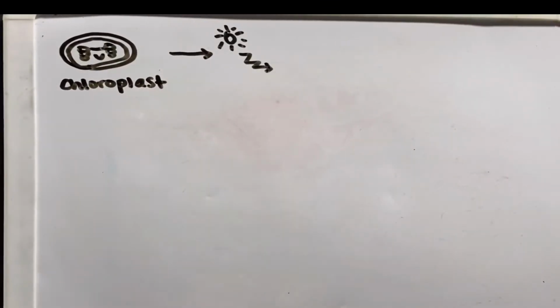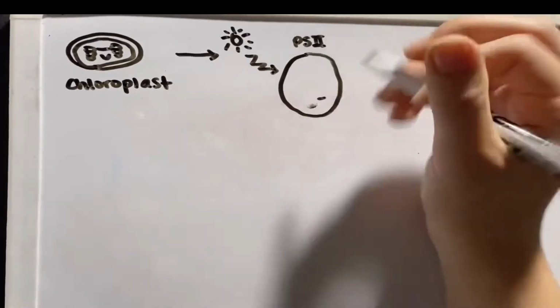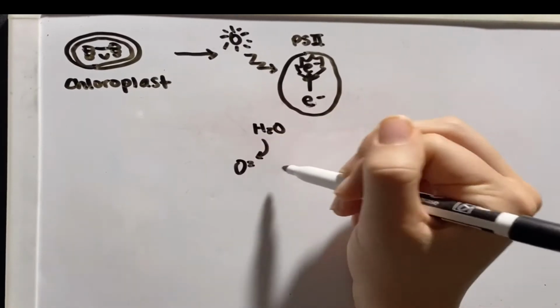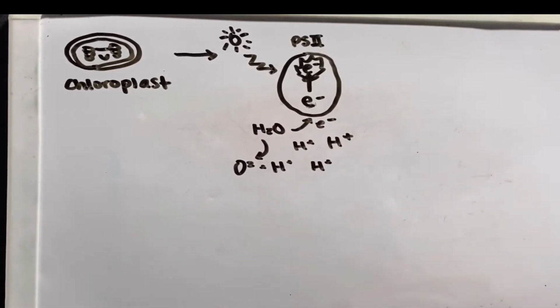Within the thylakoid membrane, the light enters photosystem 2 and excites the electrons in there while H2O is oxidized, which, by the way, gives off O2 that might just be important. The concentration of ions initiates the electron transport chain within the thylakoid membrane.